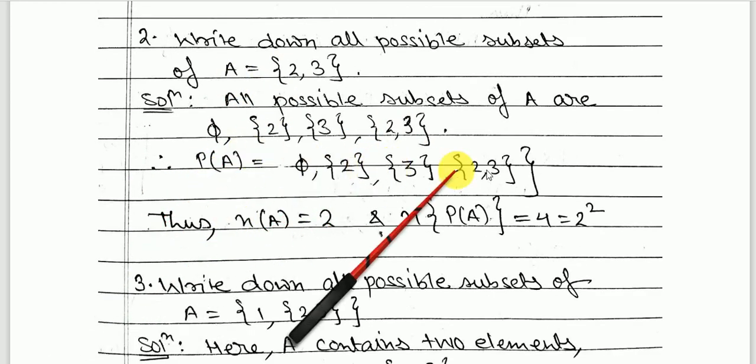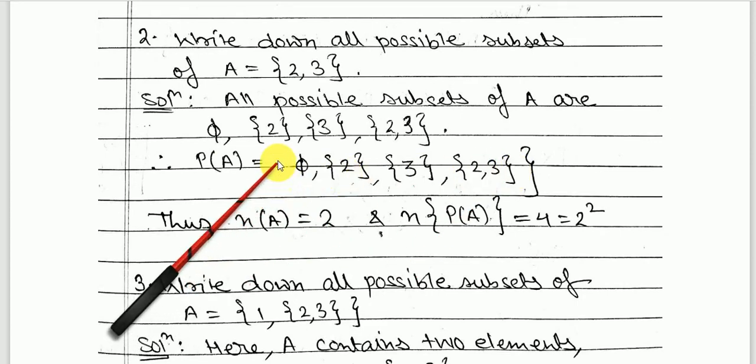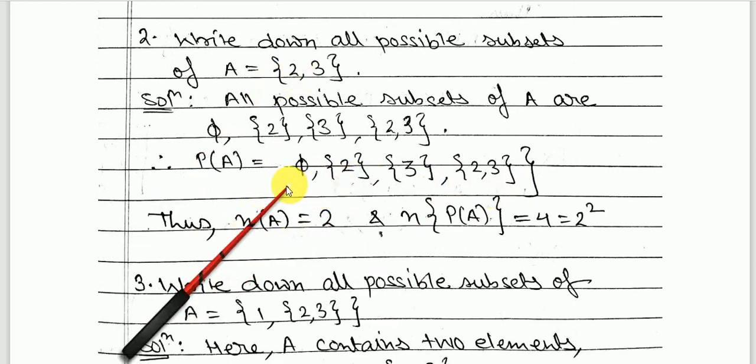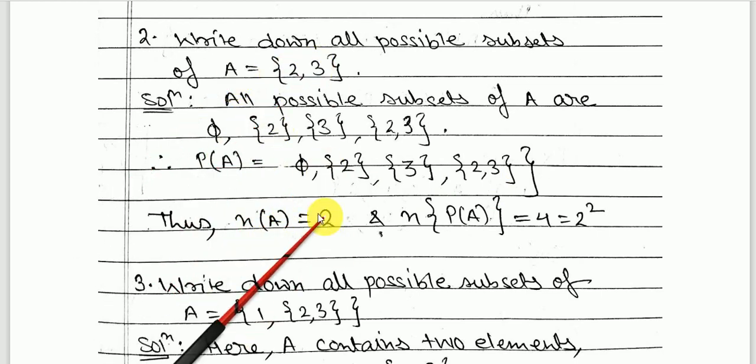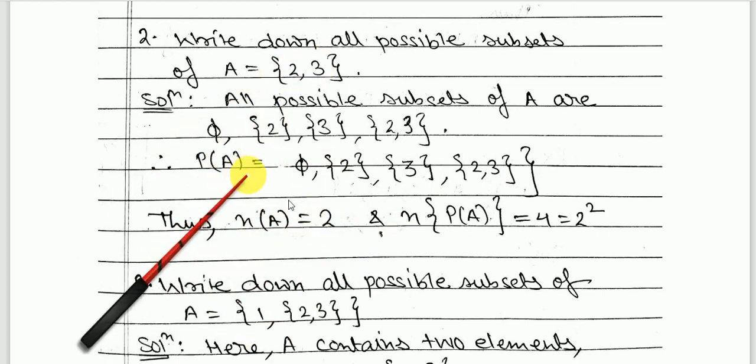Here I have missed out the curly bracket. Okay, the starting curly bracket I have missed out. So when you're copying it, please write it. Okay, and here you can see that it has got 4 elements, and since the number of elements in set A was 2, the number of elements in the power set will be 2 to the power 2. That means 4. That's why we got 4 over here.